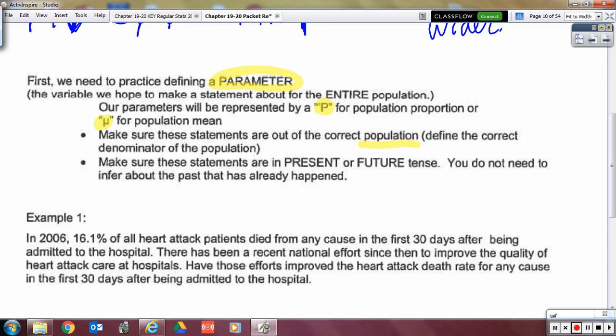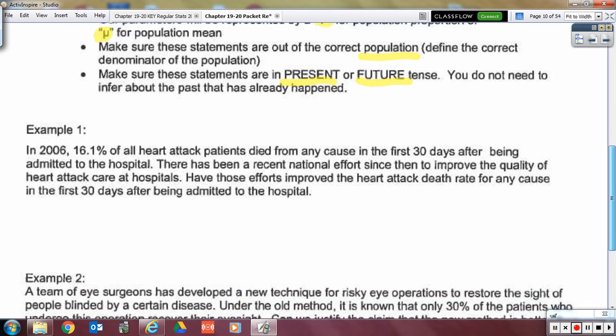Make sure that these statements are in present tense or even future tense. You cannot make an inference about something that's happened in the past. Why can I not infer about what's happened in the past? Because it already happened. Thank you. I'm going to use a sample and infer about the current situation or the future. All right, so we're going to practice this, and I'm going to guide you through a few of these.